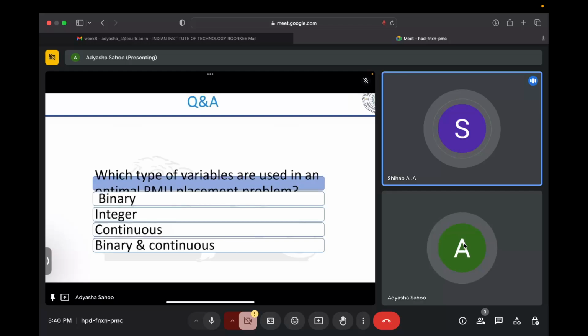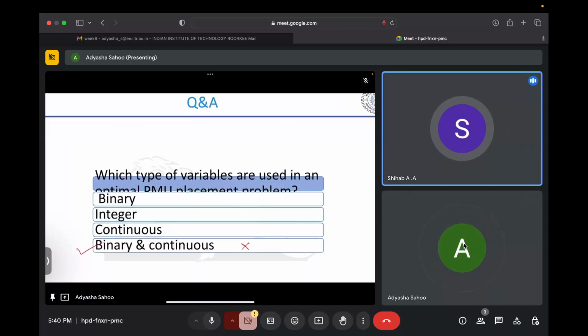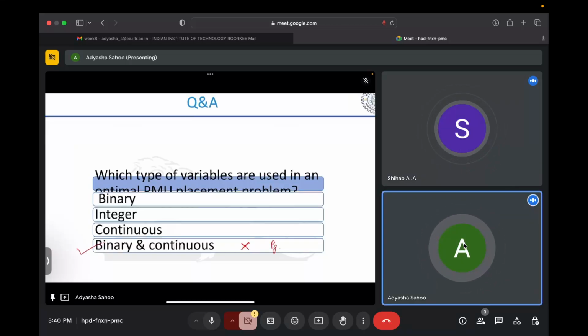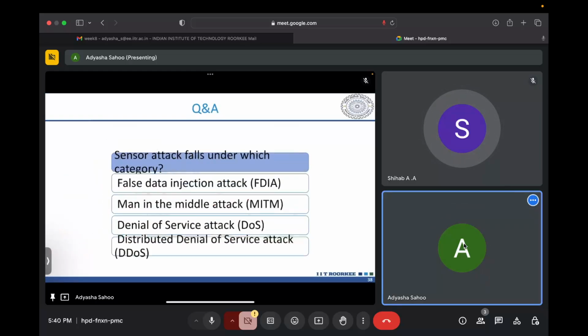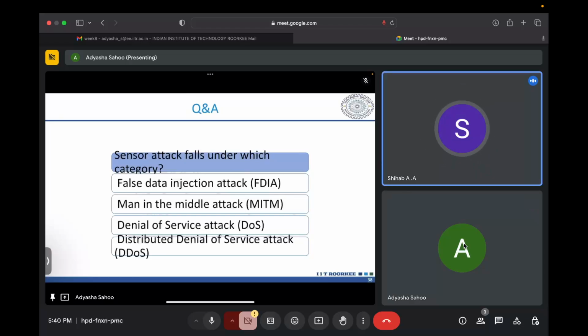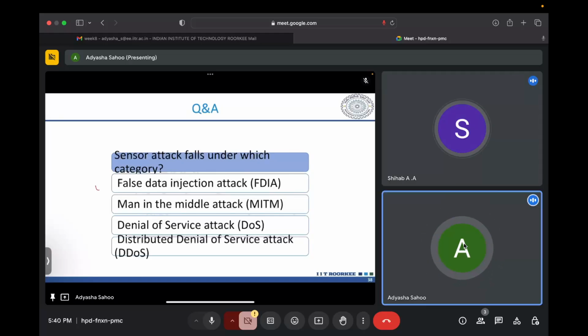What will be the answer? Yes, binary and continuous. So we had X, which was binary, and we had other continuous variables such as your PG and delta. Now, sensor attack falls under which category? Yes, correct. False data injection attack.